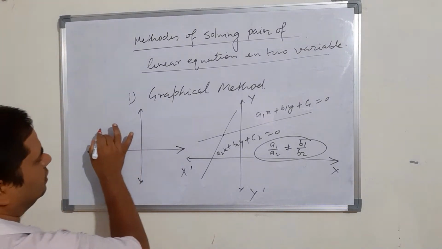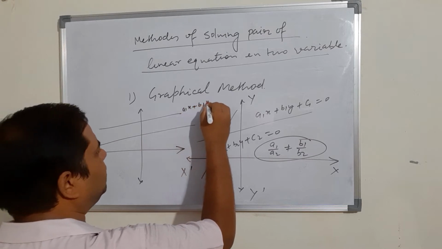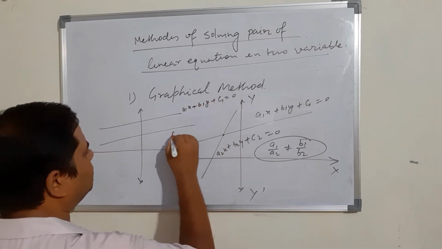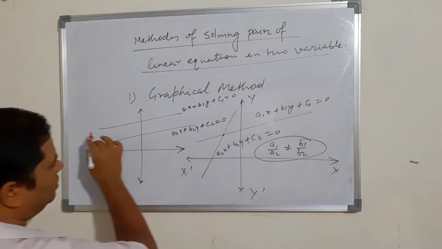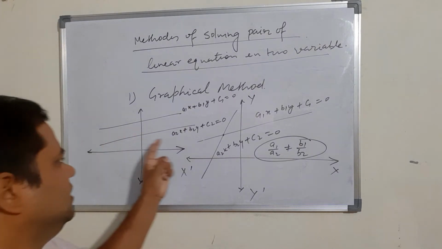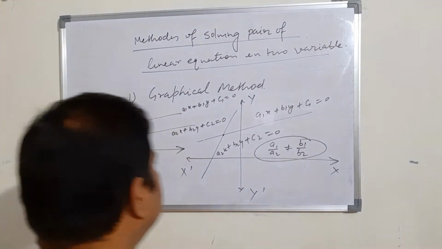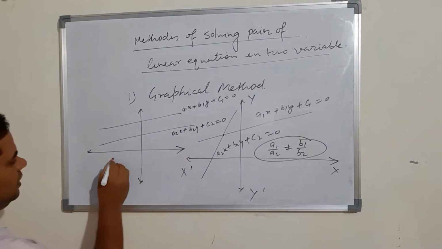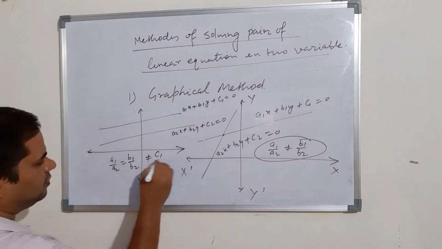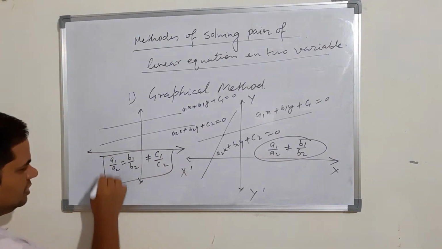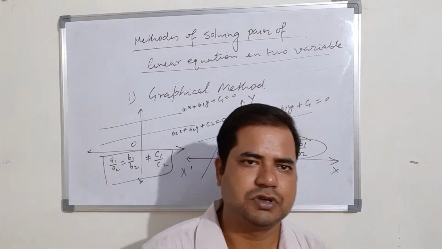But suppose this is the pair of linear equation. This is a1x plus b1y plus c1 is equal to 0, a2x plus b2y plus c2 is equal to 0. In this case, these two lines are parallel. That means there is no solution. So this is the condition: a1 upon a2 is equal to b1 upon b2 but does not equal to c1 upon c2. In this situation we can say the pair of linear equation have no solution.